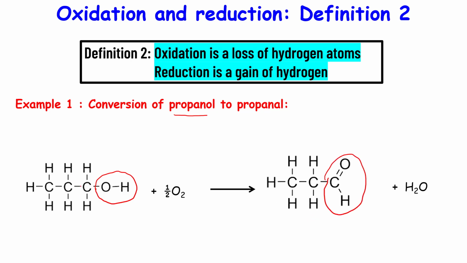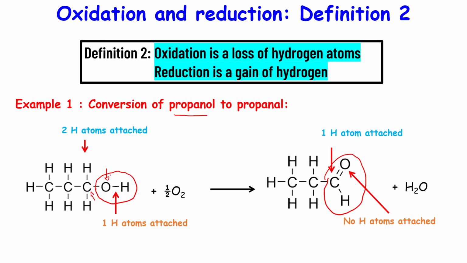So I want you to pay attention to this particular carbon here and this particular oxygen here. And I want you to see what is happening before the reaction. Before the reaction, you can see that the carbon is attached to 2 hydrogens, and the oxygen is attached to 1 hydrogen. And then after the reaction is over, we can see that the carbon is attached only to 1 hydrogen, and the oxygen has lost the 1 hydrogen it was attached to begin with. So what we are seeing here is the loss of hydrogen atoms that is happening in the propanol. And because of that, we say that the propanol has gotten oxidized to become propanal, which is the aldehyde.